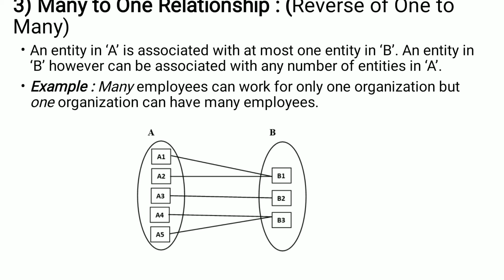Here, the first entity set A contains five instances, A1 to A5. The second entity set B contains three instances. A1 and A2 are associated with a single entity, B1; A3 and A4 are associated with B2; and A5 is associated with B3. That is called a many to one relationship. The best example here is that many employees can work for only one organization, but one organization can have many employees. That is many to one.